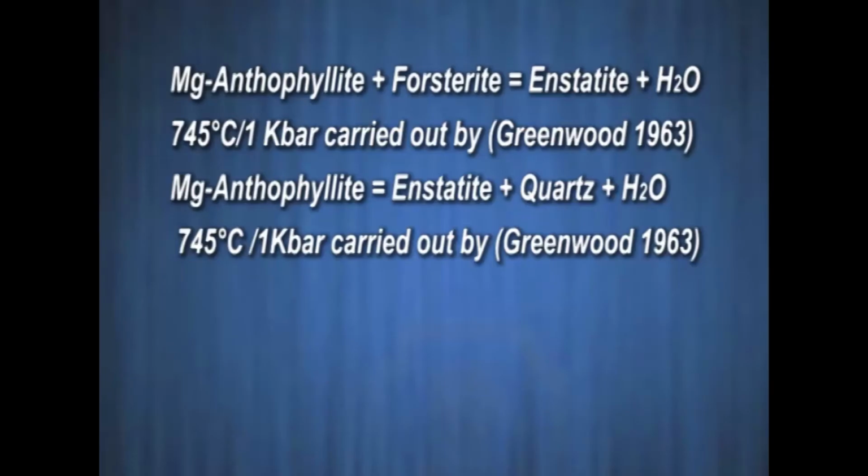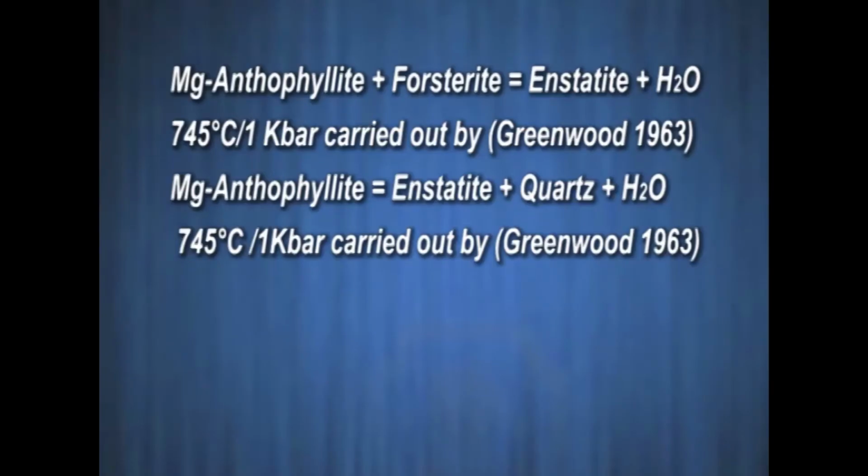These temperatures are slightly higher than those of the previous reaction, that is the temperature range between 700 to 800 degrees centigrade. The hornblende breaks down at very high temperature, 800 degrees centigrade at P water pressure equal to 1300 bars and 1000 degrees centigrade at P water equal to 6000 bars. This reaction was carried out by Yoder and Tilley 1962.